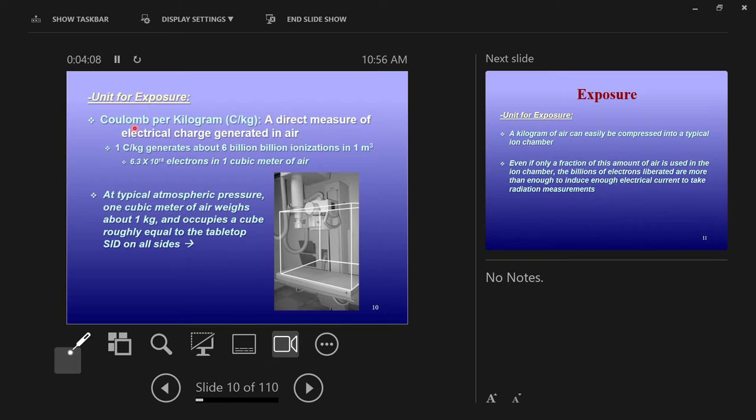Because we measure ionization events, and those ionization events create a small amount of electric charge, we talk about exposure in units of electric charge: coulombs of electric charge per kilogram of body tissue, per kilogram of matter. So the unit for exposure is coulomb per kilogram. Coulomb is an amount of electric charge. Kilogram is an amount of mass.